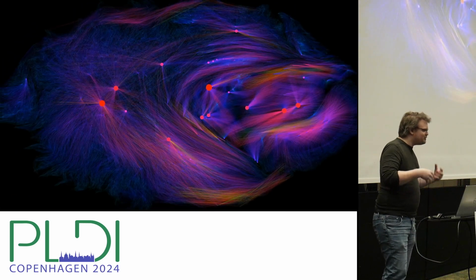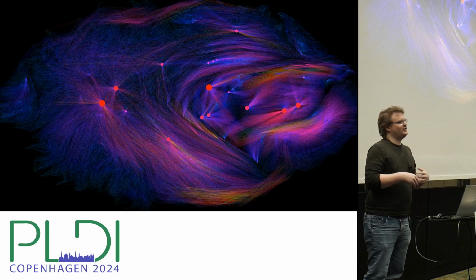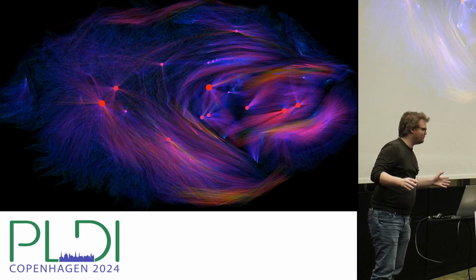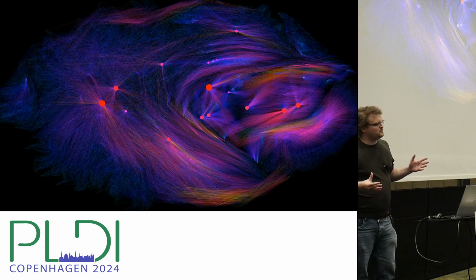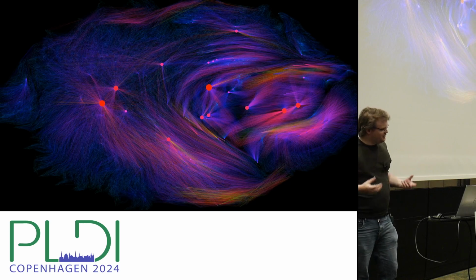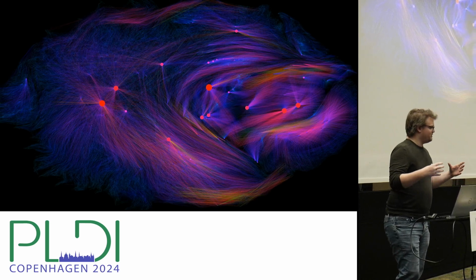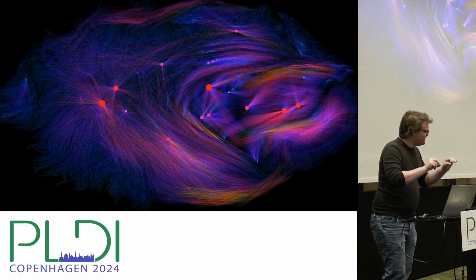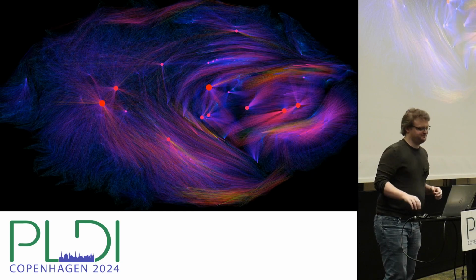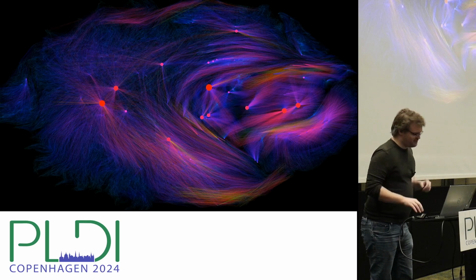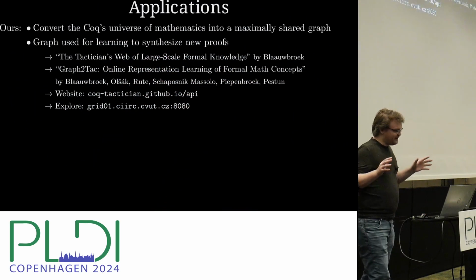So this is the universe of mathematics as encoded into Coq. And this contains hundreds of millions of nodes. And this is what we do machine learning on. And this is a fully deduplicated, very dense graph, because there are no two equal subterms in this graph. And everything is connected to everything. And that's a very nice property of graphs. So that's why we want to do this.